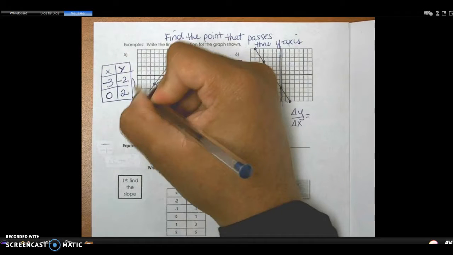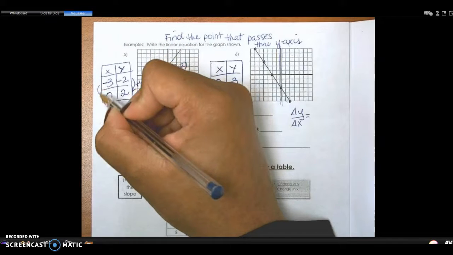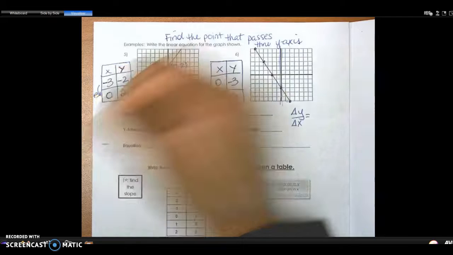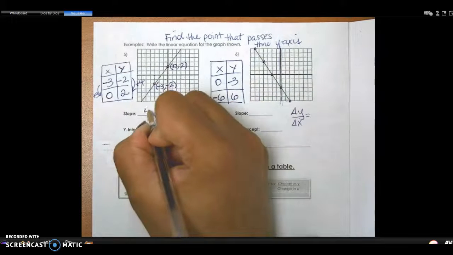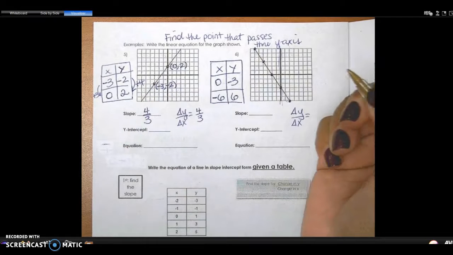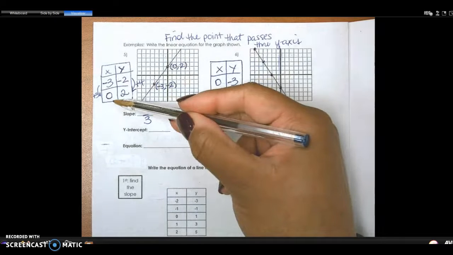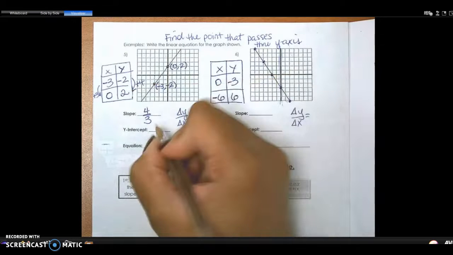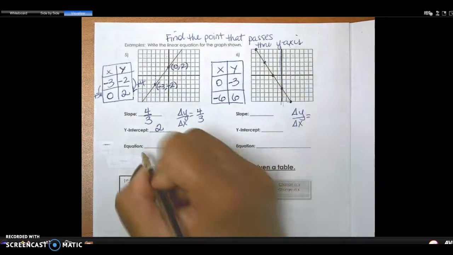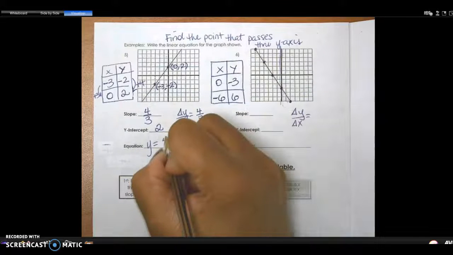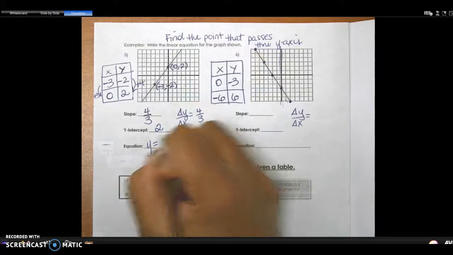How do I get from -2 to +2? I add 4. How do I get from -3 to 0? I add 3. This ends up being 4/3. 4 over 3. My y-intercept is where x equals 0. X equals 0 and y is 2. I need that y value. Now I am able to write my equation for number 5. Y equals 4/3 x plus 2. I am done. Put a box around it.